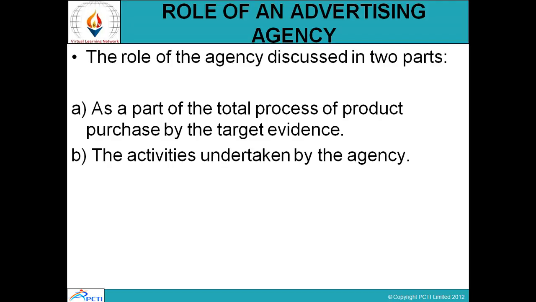Now, let us learn the role of an advertising agency. The role of the advertising agency is basically discussed in 2 parts. First is as a part of the total process of product purchase by the target audience. Next is the activities that are undertaken by the agency. The target, and the agency which has to actually do the advertisement. These are the 2 important agents which play a very prominent role in the advertising process.